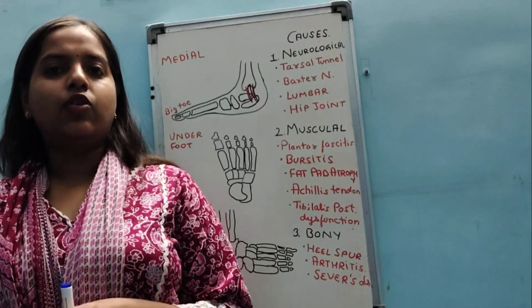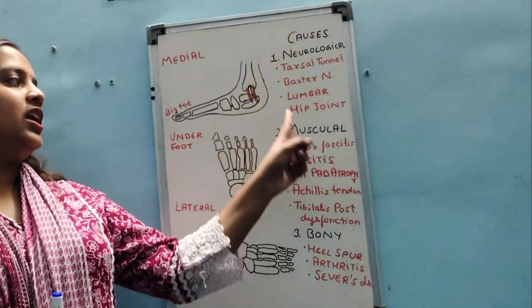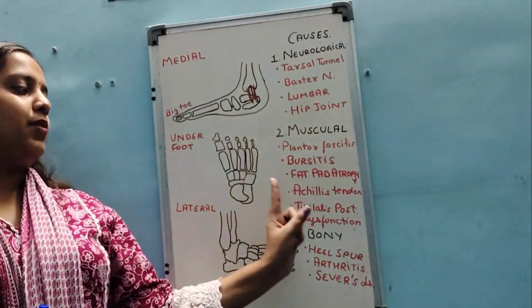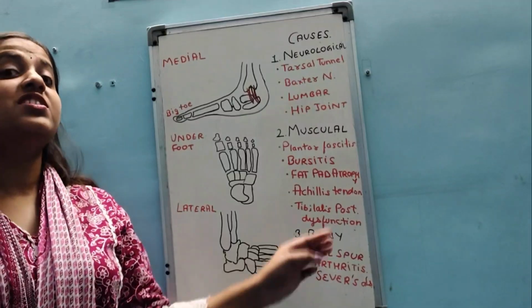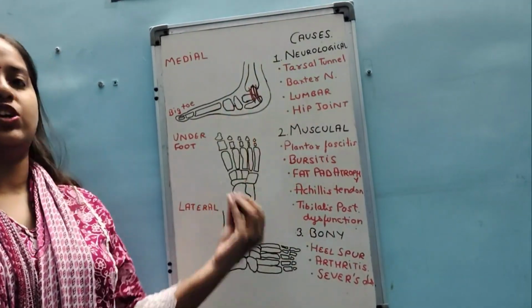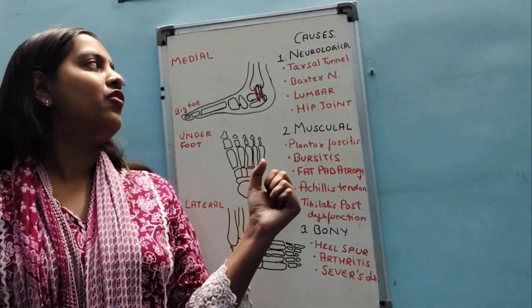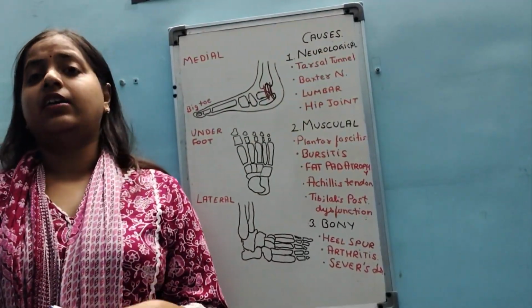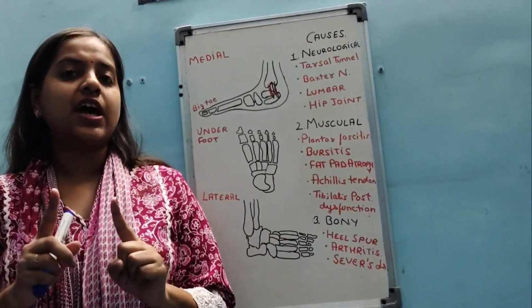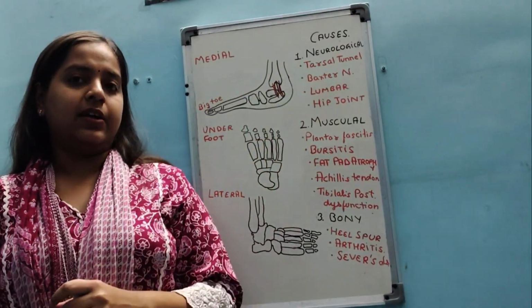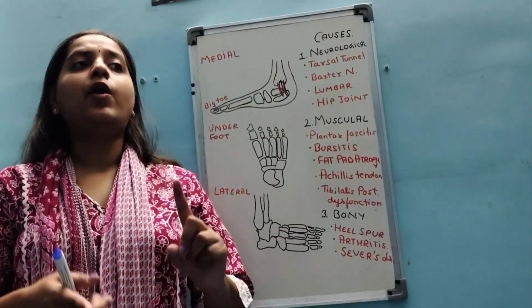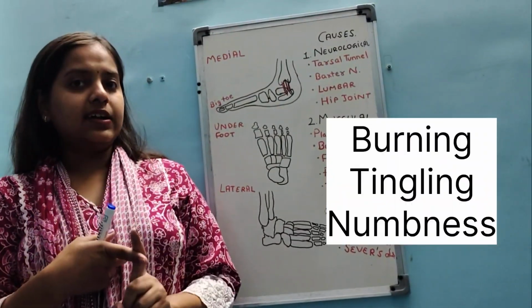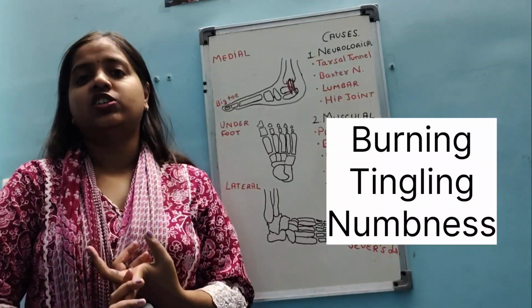So to simplify the heel pain causes, we have turned it into 3 categories: neurological, muscular and bony causes, because these are the only things that are present in your foot. So these are the causes of your heel pain. The very first category is the neurological category. How will you get to know that your patient is having pain due to this category? He will complain to you about numbness, tingling sensation and burning sensation.